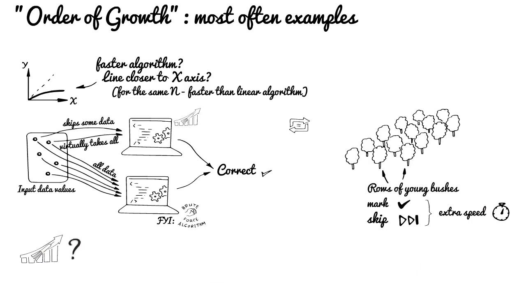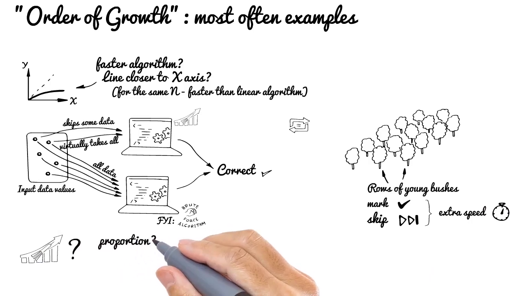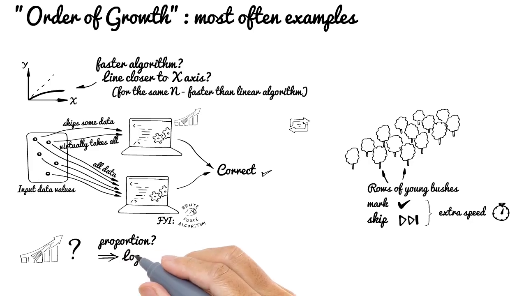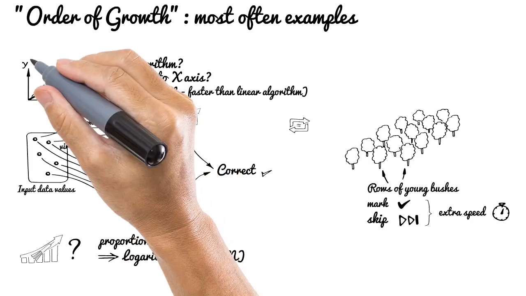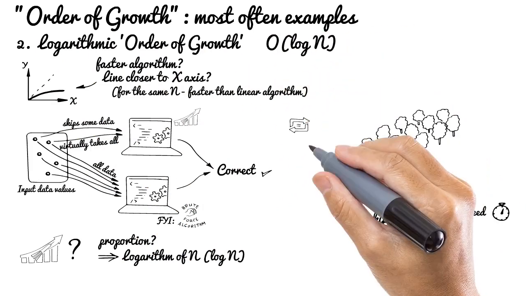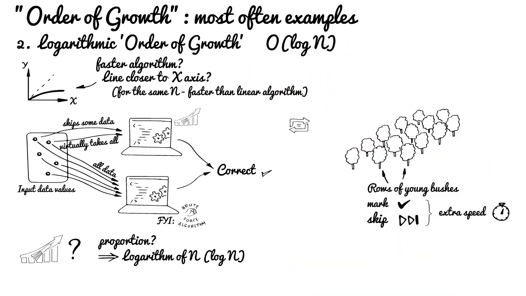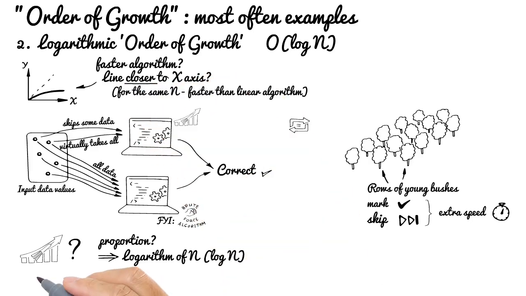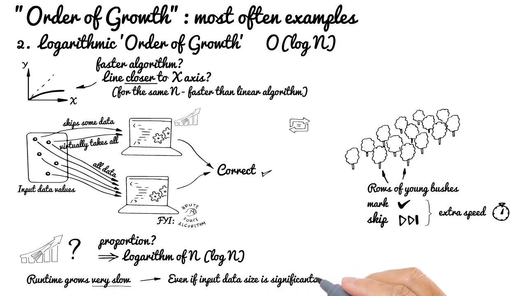How effectively can we skip input data and what will be order of growth main proportion? In fact, some algorithms can have big O proportion described as a logarithm of n. Can you see what's inside brackets now instead of just pure n? For those who are not yet familiar with logarithms, take time to understand logarithms basics yourself separately from this video. Important thing for now, curved line on our diagram will be very close to x-axis and runtime growing very slowly, even if number n will be significantly large.